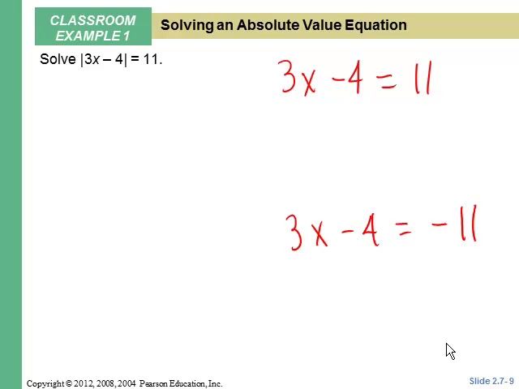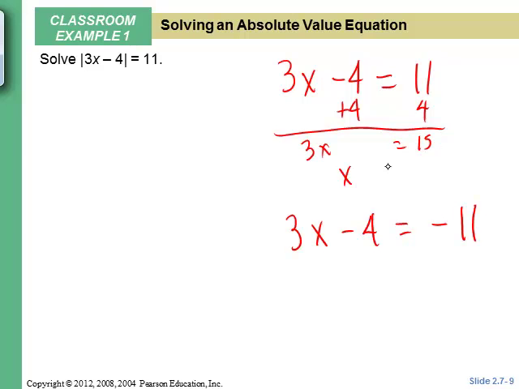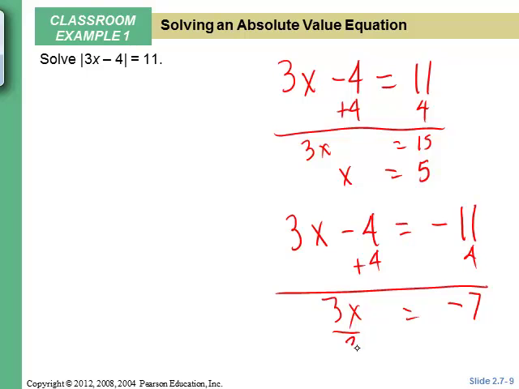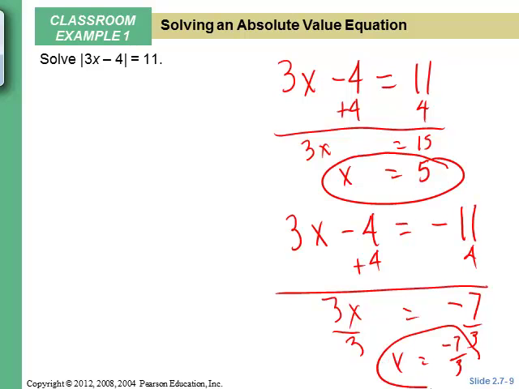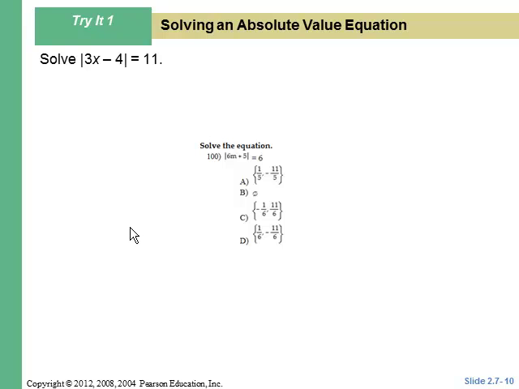Okay, so let's add 4 to each side, and we get 3x equals 15, which means x equals 5. Add 4 to each side here, we get 3x equals negative 7, divide both sides by 3, x equals negative 7/3. So we've got two answers, 5 and negative 7/3. And that's how you do these. So let's look at the one that you're supposed to try for yourself and see how you do.